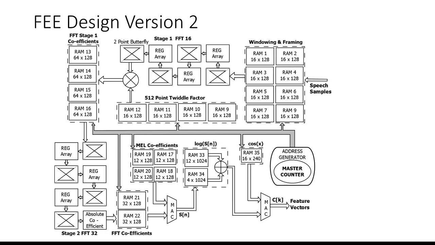Twiddle factor RAM stores the twiddle factors for FFT computation. Cos ROM buffer stores pre-computed cos values. Address generator generates respective addresses for all RAM blocks. Master counter is the control counter to generate proper addresses.